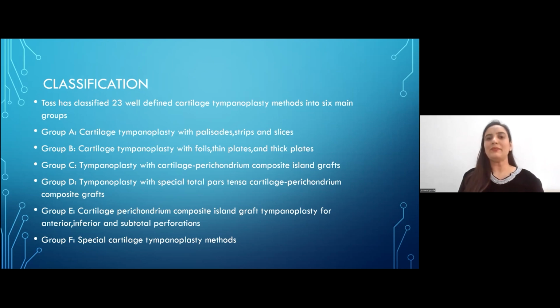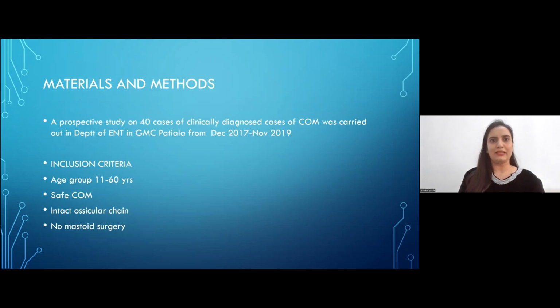Group D is tympanoplasty with special total pars tensa cartilage perichondrium composite graft. Here only a single piece of cartilage is used to reconstruct the whole tympanic membrane. Group E is cartilage perichondrium composite island graft tympanoplasty for anterior, inferior, and subtotal perforations. Group F has special cartilage tympanoplasty methods, which include chondroperichondrial clip tympanoplasty.